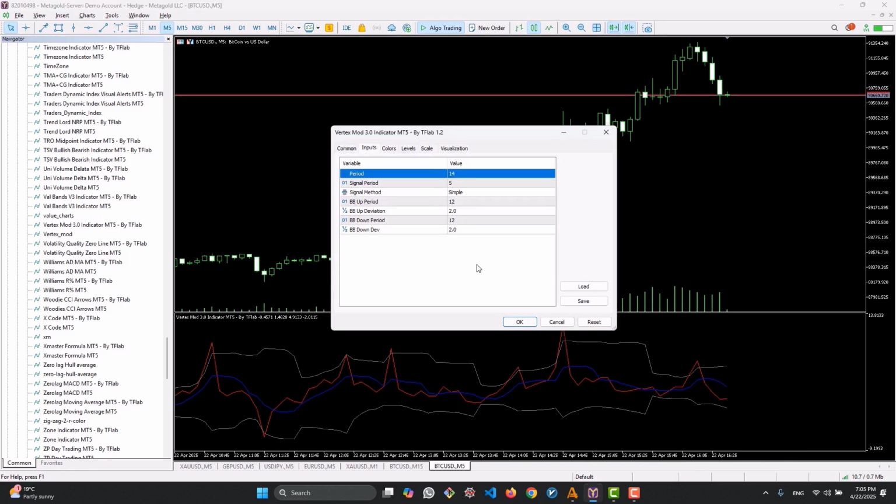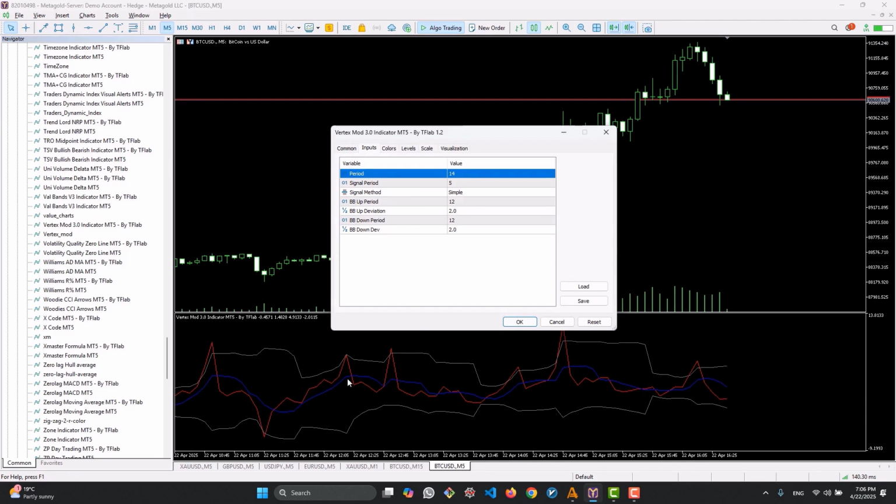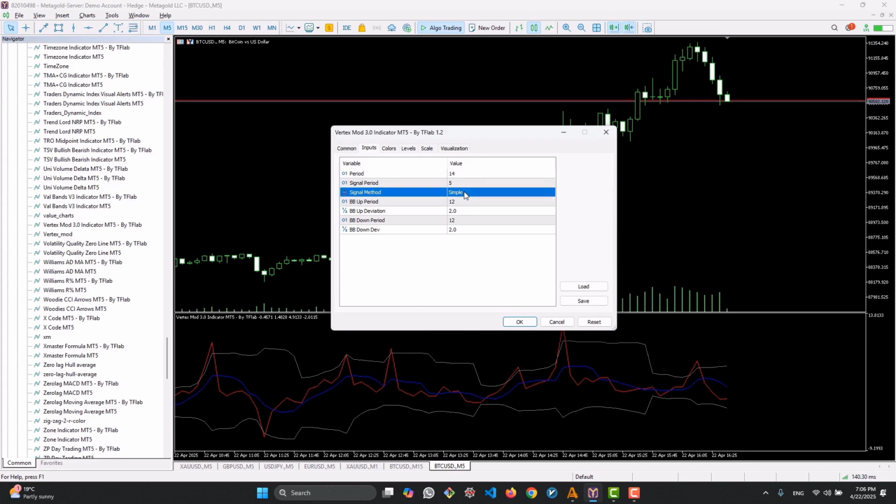The first option in the settings is the calculation period of this indicator, which we can set. The higher this value, the smoother the red line will be, and more noise will be filtered out. The next option is the smoothing period, or the signal line, which is the blue line. We can set it here as well. The next option is the smoothing calculation method, which we can specify here.